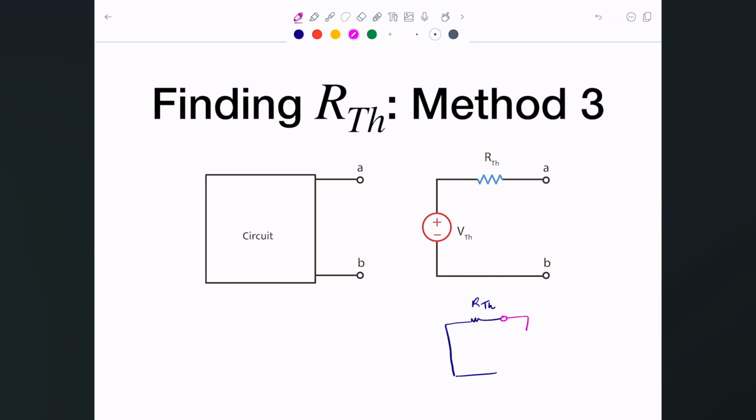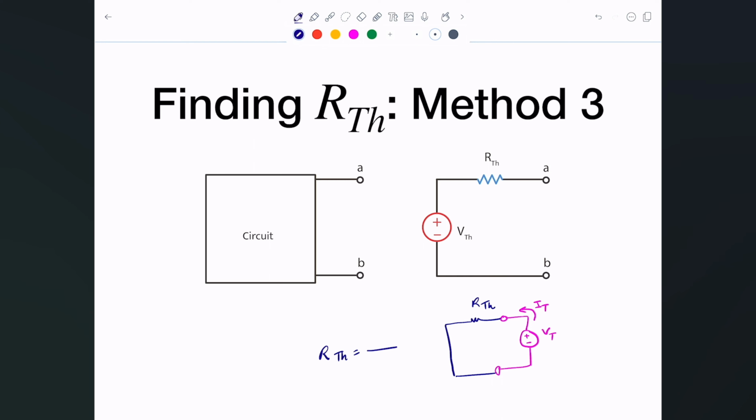Then you connect what we call a test source, and that source could be voltage or current. It does not matter, whichever you prefer. I'm going to call it VT, for test, and you can give it a specific value, for example 1 volt, 2 volts, whatever value you want. If it's a voltage source, you compute the test current. If it's a current source, you compute the voltage across it. And it's simply Ohm's law in this particular case.